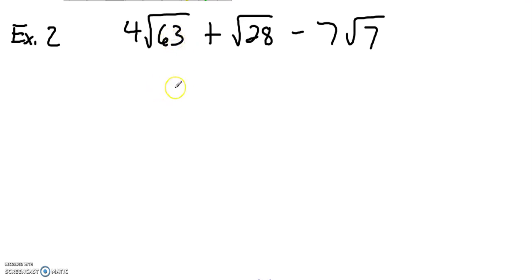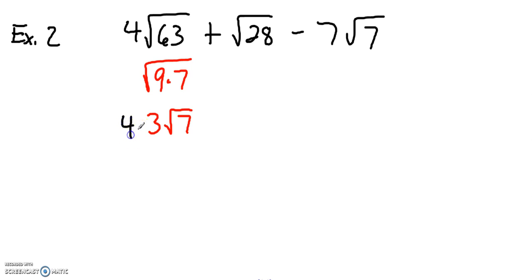All right, take the 63 and start going through the different numbers. The first thing I'm thinking for that one is 9 times 7, so that you've got a perfect square with the 9, so you can make that 3 square root of 7. Again, 4 is already up front, so it's just 4 times the 3.